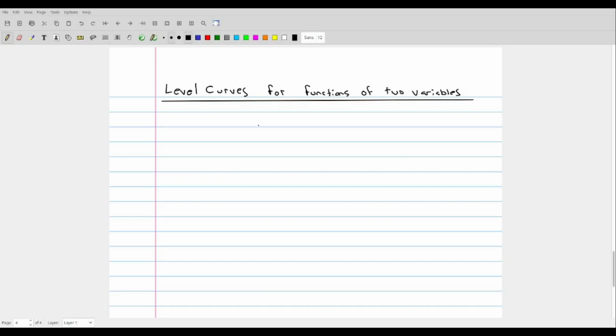And the main description is that they're a tool for helping visualize a relationship of the form z equals f of x, y. Specifically, the level curves for a function of two variables are the trace when you fix values of z.